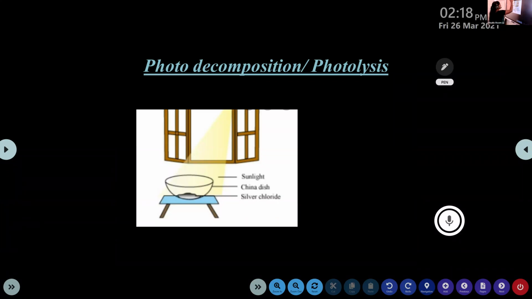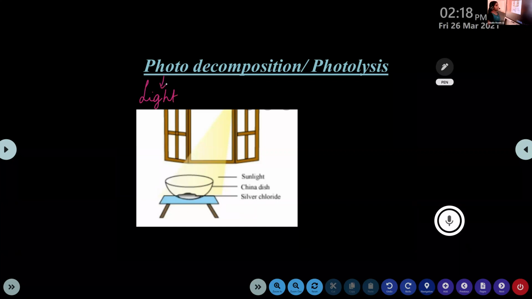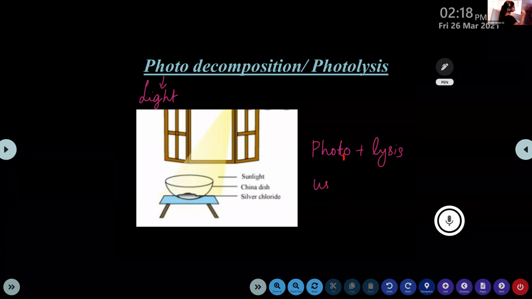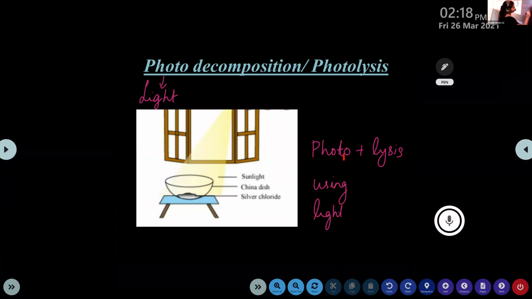Photo means light. We split up the word electrolysis into electro and lysis, right? Electrical or electricity. Then lysis, what's the meaning of lysis? Breakdown. Similar way here, this photo plus lysis. That means using light breakdown. It's in the name itself.